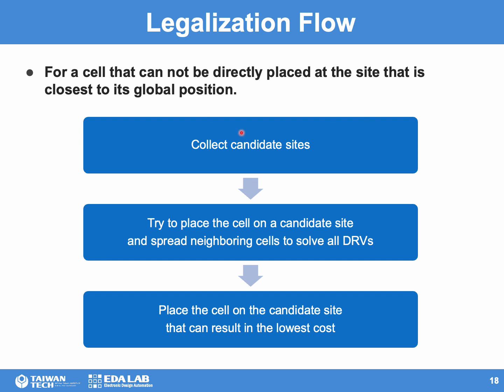Let me reiterate the legalization flow for a cell that cannot be directly placed at the site closest to its global position. First, the algorithm collects candidate sites for the cell to be placed. Next, it attempts to place the cell on each candidate site while spreading neighboring cells to resolve all violations. Each candidate site thus has a cost that represents how much placing the cell at the candidate affects the overall placement quality. Finally, the algorithm chooses the candidate site with the lowest cost to place the cell.